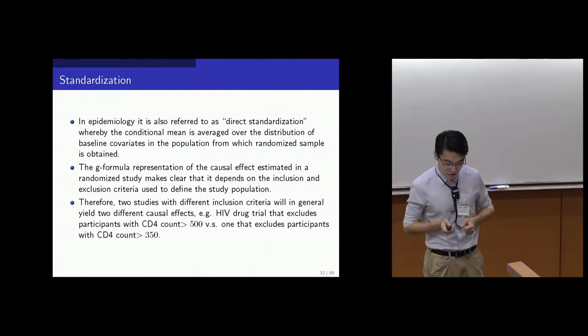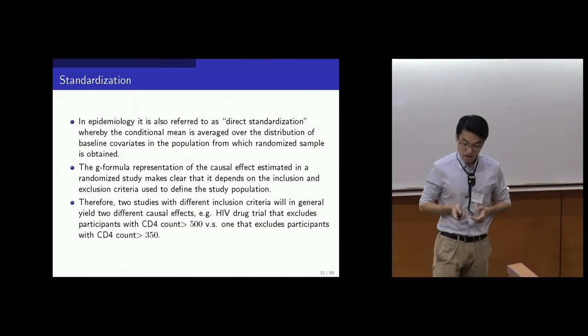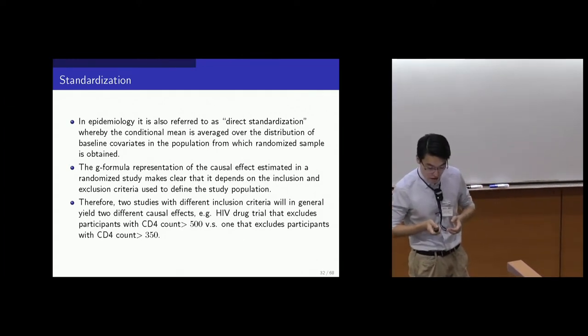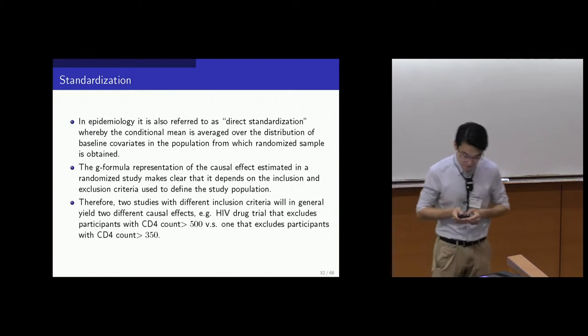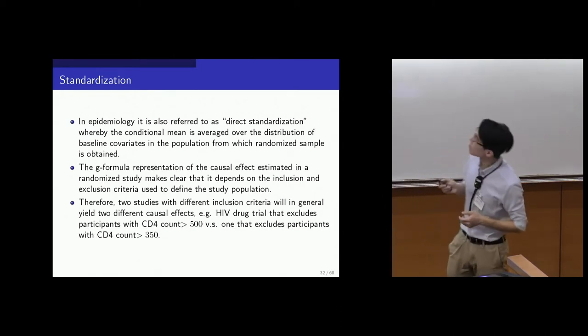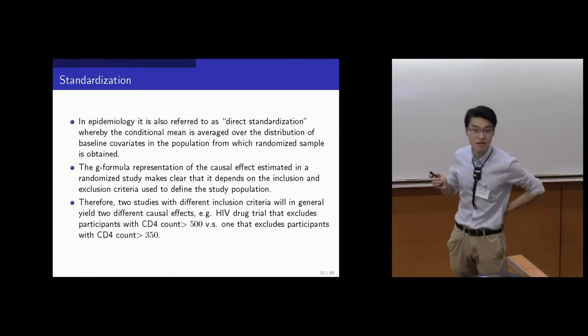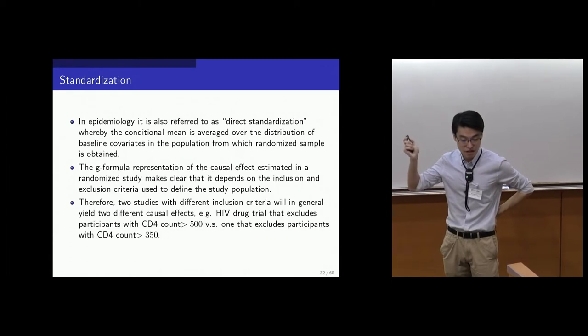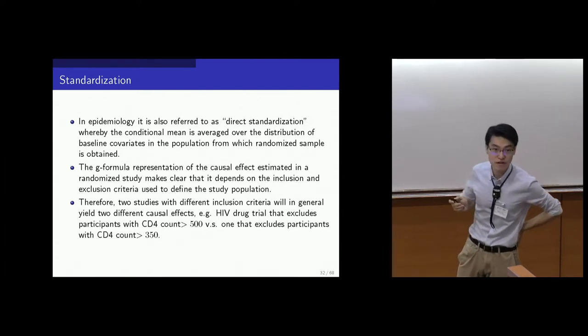So for example, two studies with different inclusion criteria will generally yield two different causal effects. So for example, a drug trial that excludes participants with CD4 count greater than 500 versus one that excludes participants with CD4 count greater than 350. Okay? So if we use the G formula for this population, then we can never get values of CD4 count greater than 500. Right? So the computation of the causal effect will be different versus another trial that has different inclusion criteria. Okay?